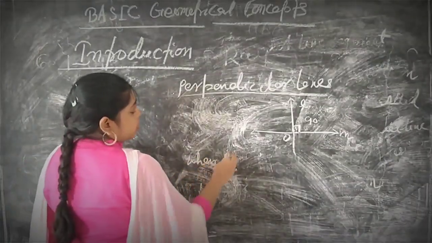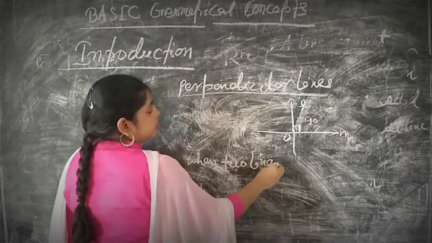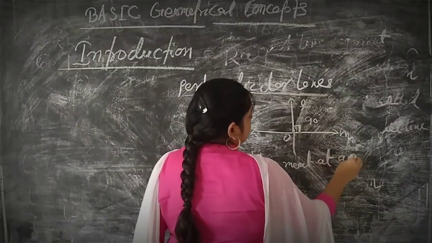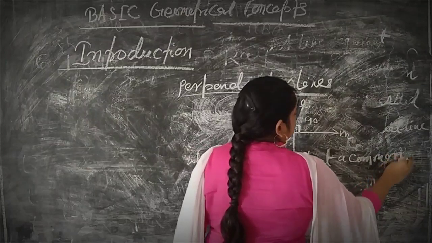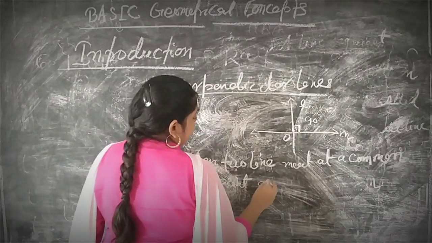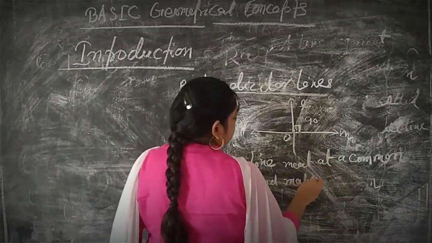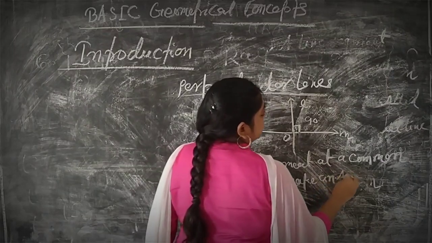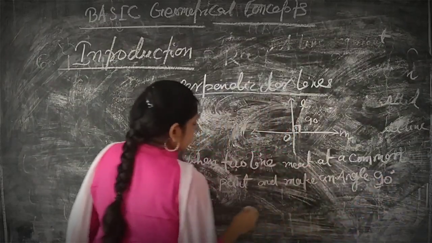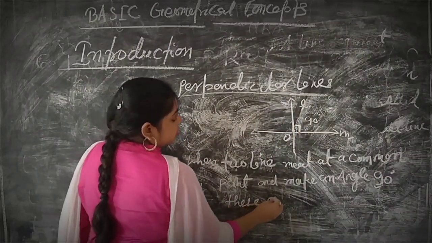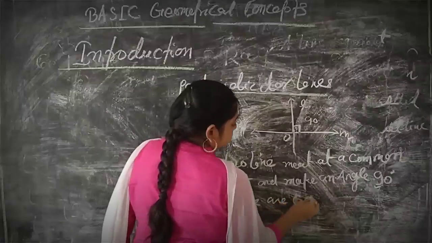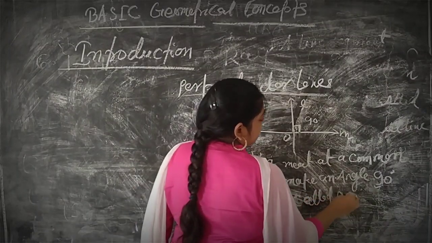So we write the definition of the perpendicular line. When two lines meet at a common point and make an angle of 90 degrees, or right angle, these are called perpendicular lines.